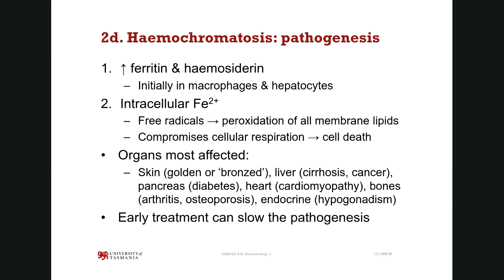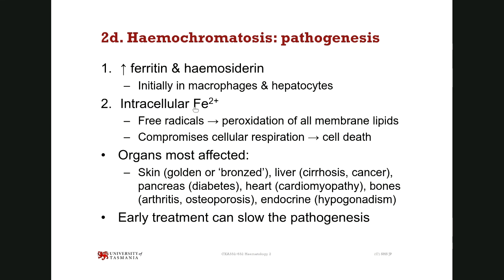So once 65% is stored as ferritin, about 35% is stored as hemosiderin. But what happens when the storage capacity is reached? Then we get free ferrous iron in the stores, this free reduced form of iron. And in the presence of oxygen, ferrous iron can initiate the production of superoxide and other free radicals, and this can result in the peroxidation of all membrane lipids.